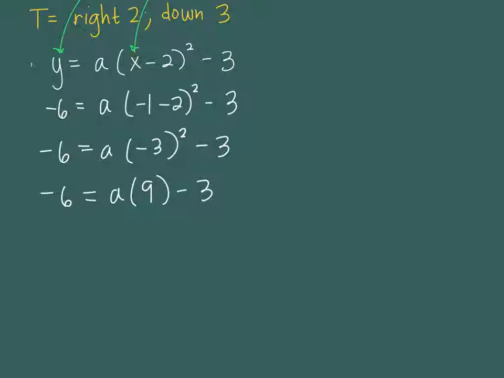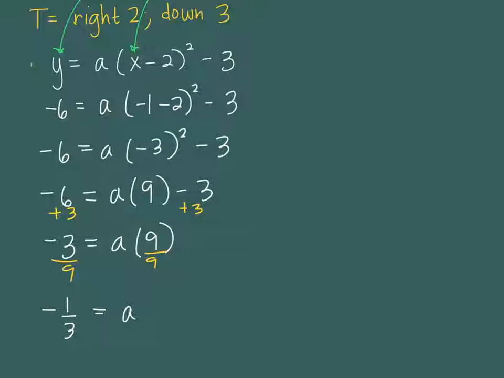We add 3 to both sides. So that's going to give me -3 equals A times 9. That's from adding 3. And then we divide by 9. And A turns out to be -1/3.